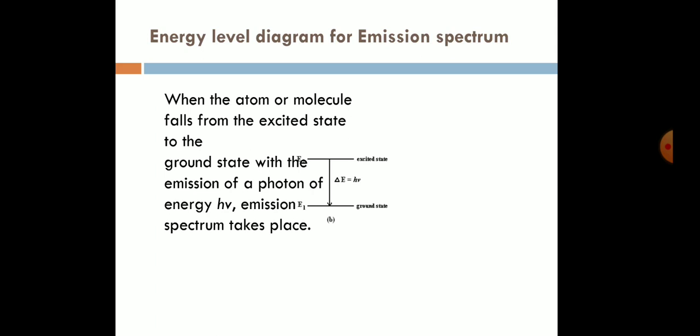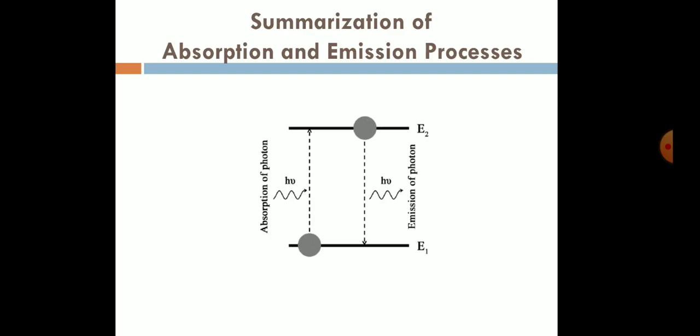This is the energy level diagram for emission spectrum. E1 and E2 are the ground state and excited state of the molecule. The molecule is sent to the excited state by any thermal or electrical process, and now when it is coming back from the excited state to the ground state, we are recording what part of the light it is emitting, and this gives rise to emission spectroscopy and emission spectrum.